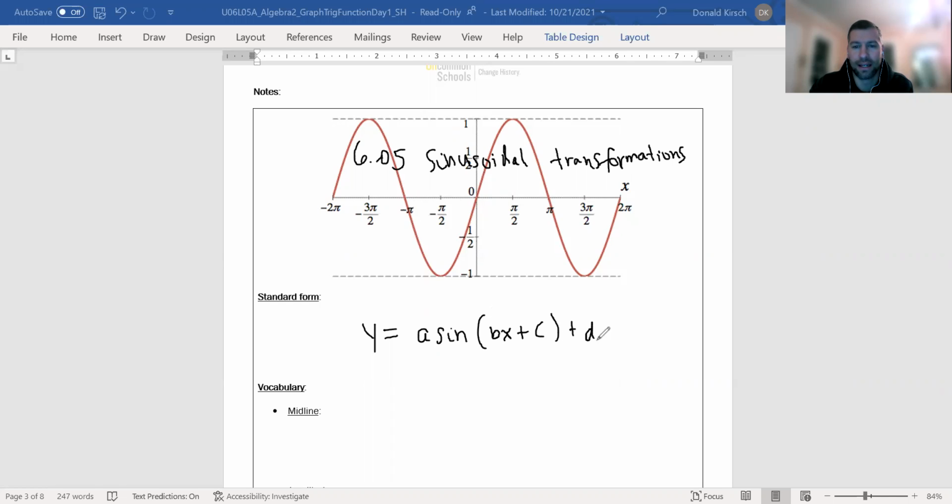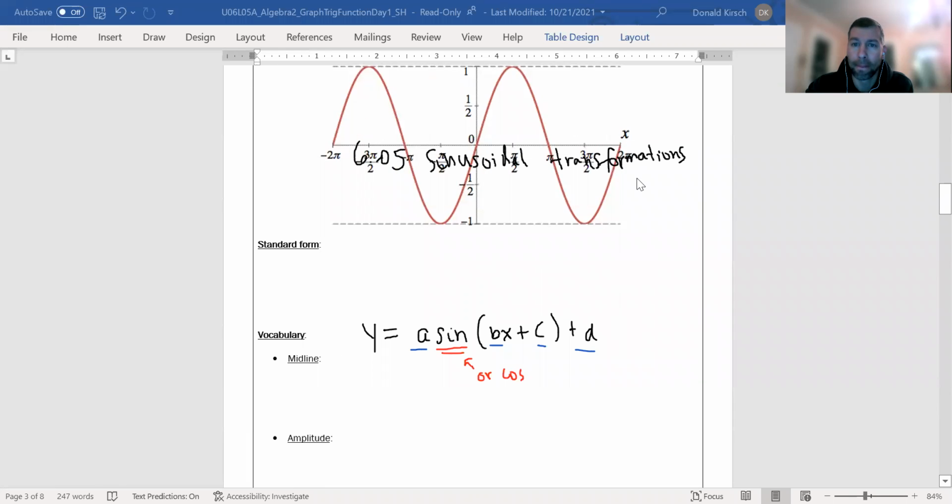plus d. Now, it should be noted that this is the parent function. This tells us what's going on with those transformations. This always could be cosine as well. And so we can change between sine and cosine, even though we're calling them sinusoidal functions. Cosine is going to play by very similar rules. And so what we need to do is identify what all of these letters do. What do A, B, C, and D do to our sine graph that is pictured above? Each one of these letters is going to get its own definition.